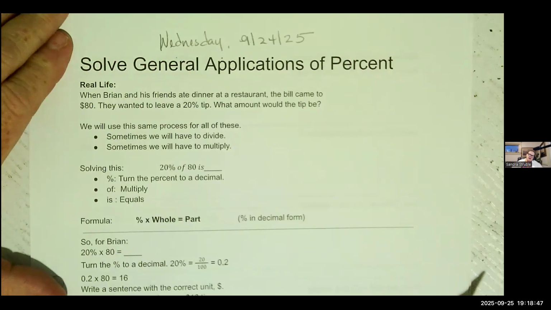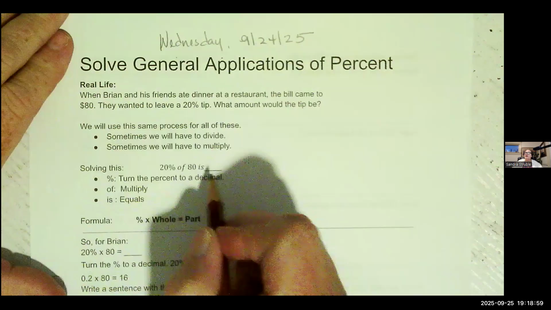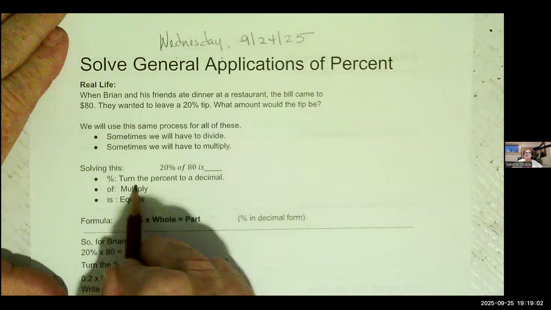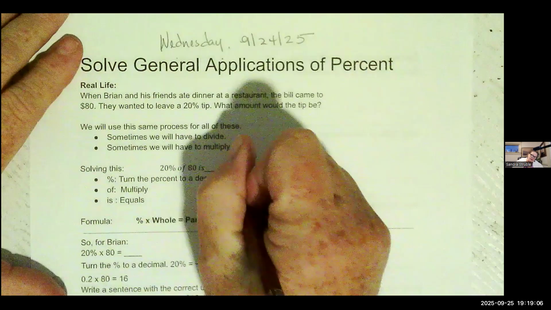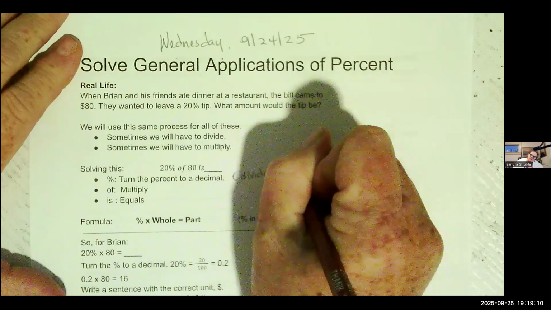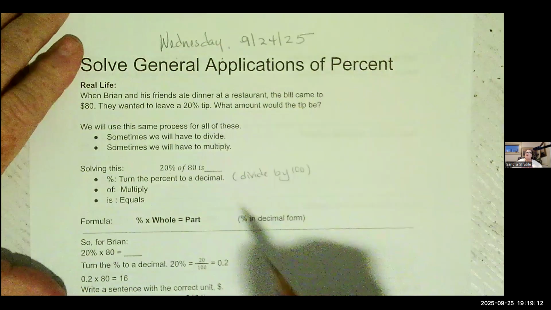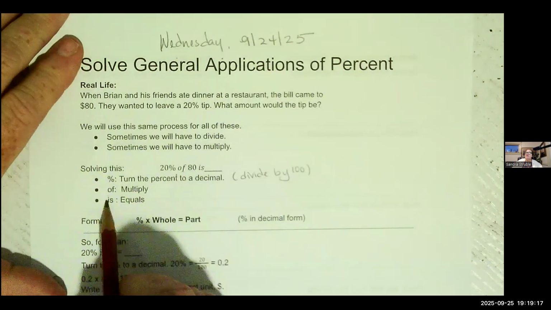Okay. So we will use the same process for all of these. Sometimes we will have to divide and sometimes we will have to multiply. If you're solving for 20% of 80 is something, you're going to turn your percent into a decimal. How do you do that? You divide by 100 and drop the percent sign. Of means multiply and is means equals.